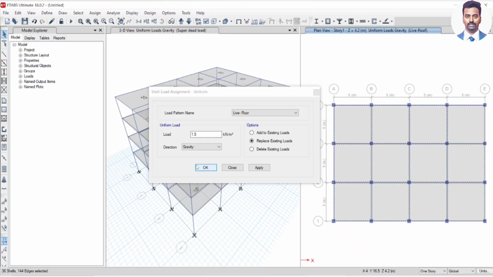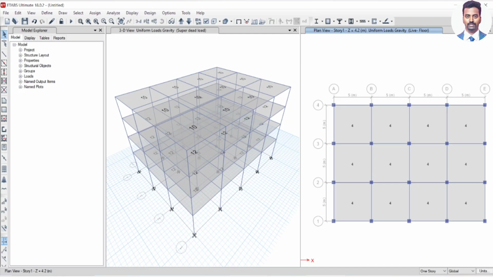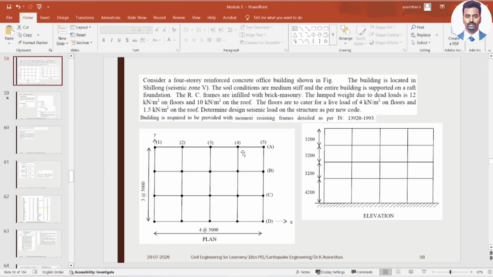We are selecting here, and 36 shells are being selected. Now we are applying live load on the floor here. Yes, we have assigned all the loads. Now our problem is ready to analyze.